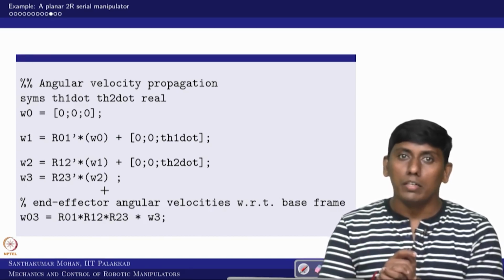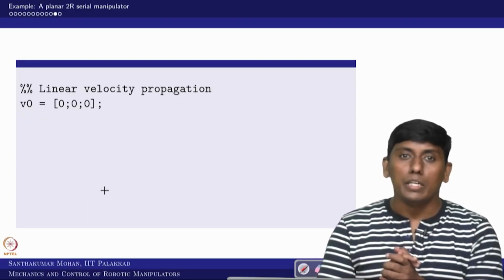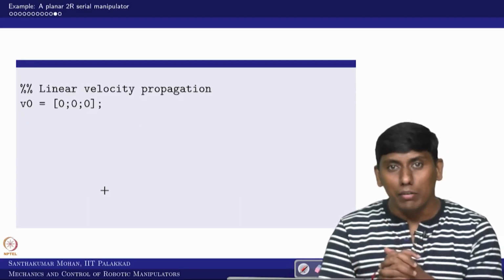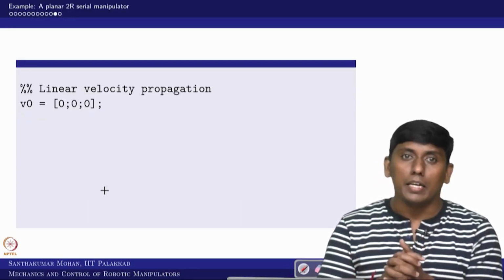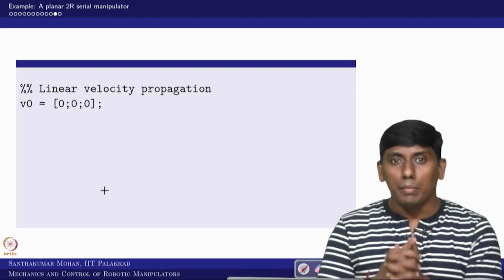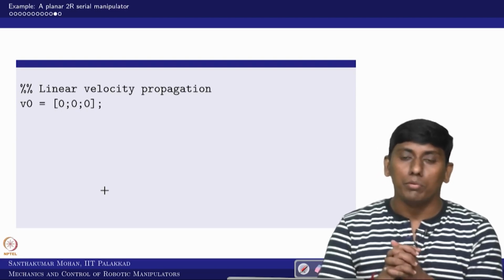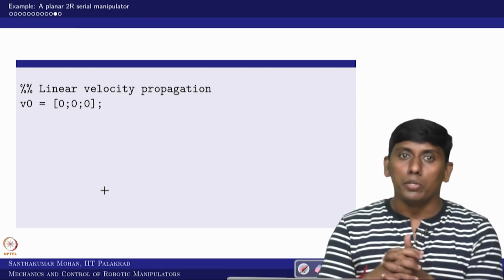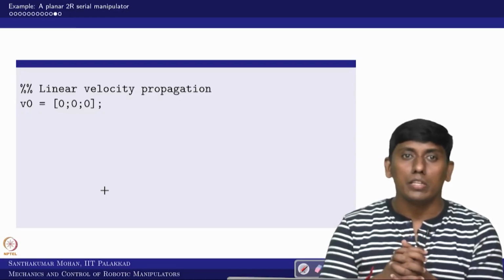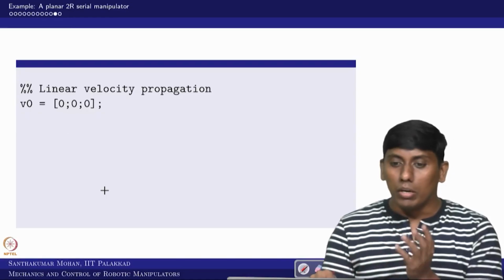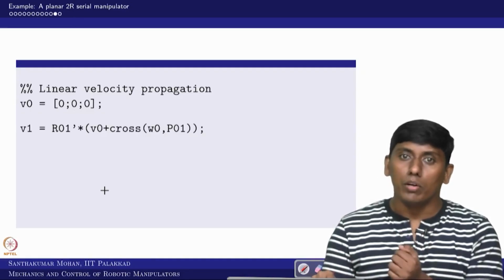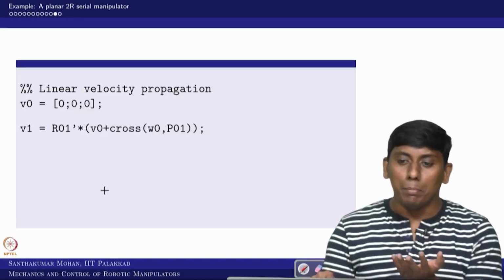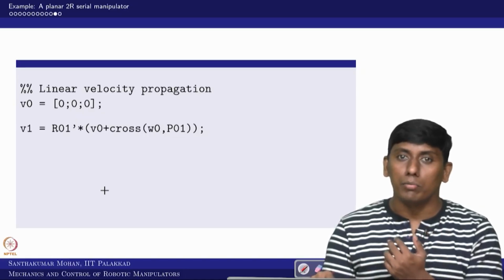So let us go one step further. We can try to understand the linear velocity propagation. For that, again the base we are starting, the base is fixed, so the linear velocity would be 0 0 0. If it is put on the mobile base, then this would come with the mobile base velocities. So once this is all done, we can go to the velocity propagation model where the slip velocity and tangential velocity would be coming.